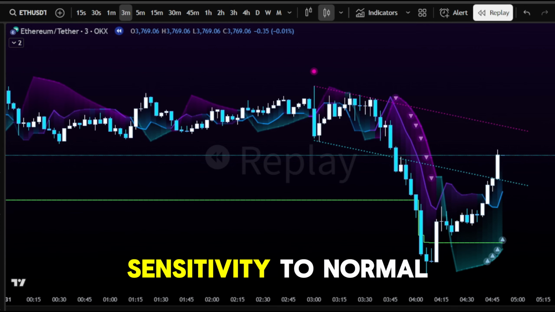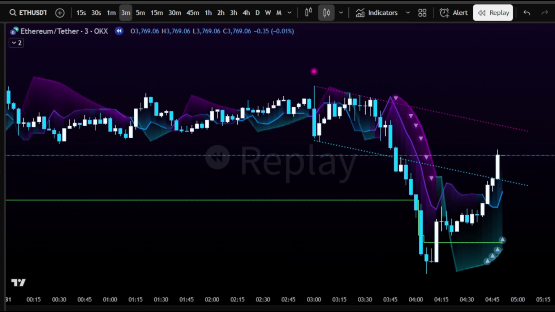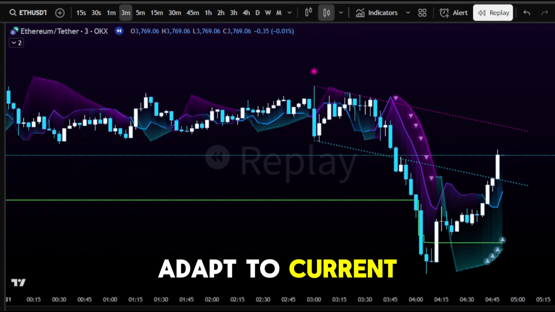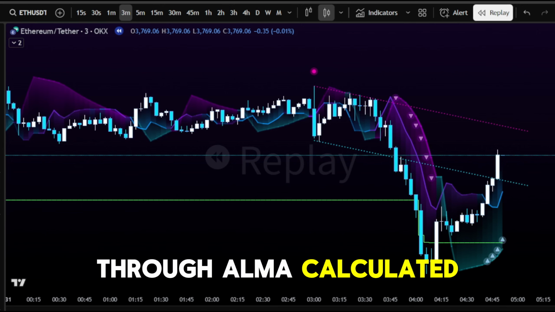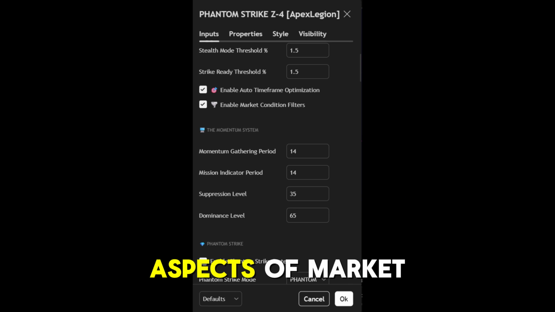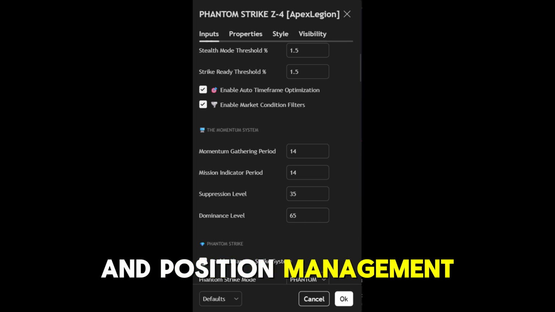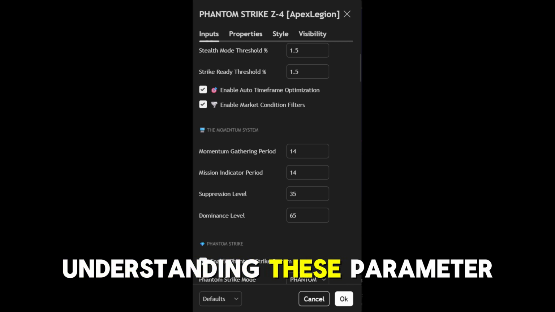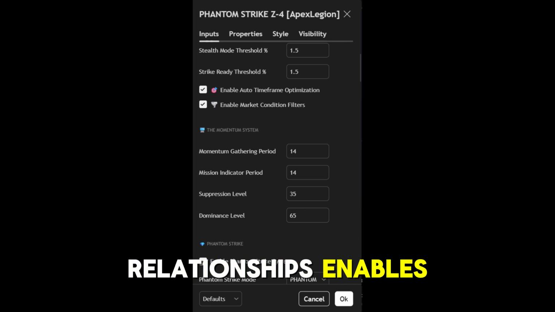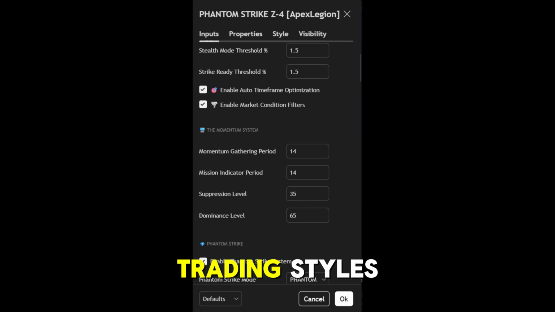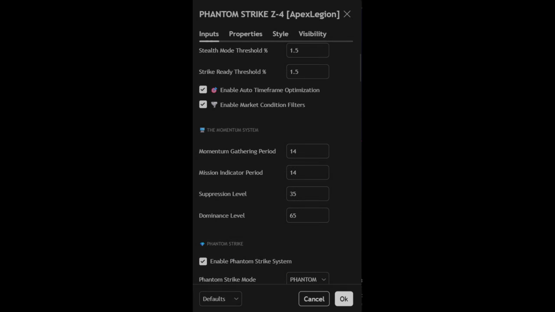While maintaining sensitivity to normal market conditions, dynamic buffer zones adapt to current market volatility through ALMA-calculated true range measurements, each controlling specific aspects of market analysis and position management. Understanding these parameter relationships enables customization for different trading styles and market conditions.